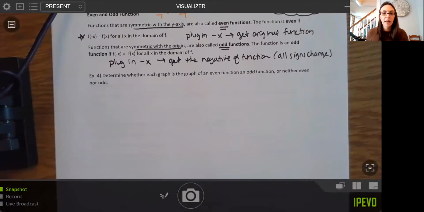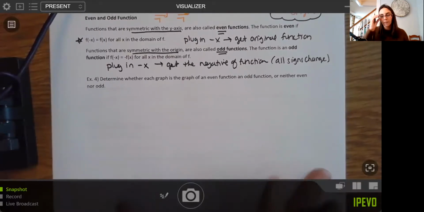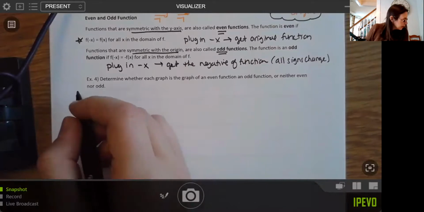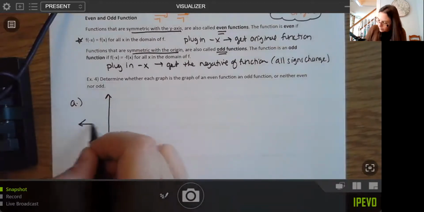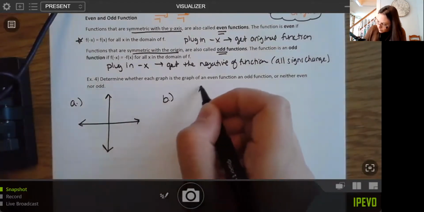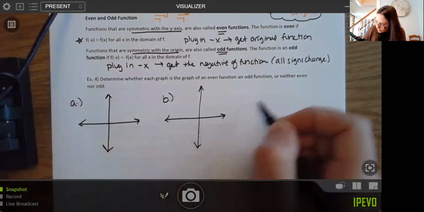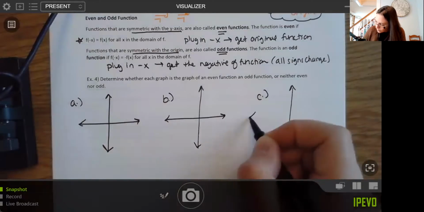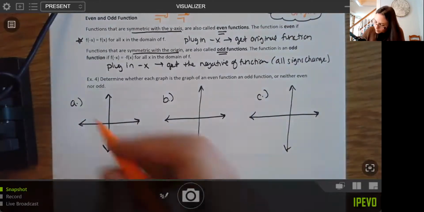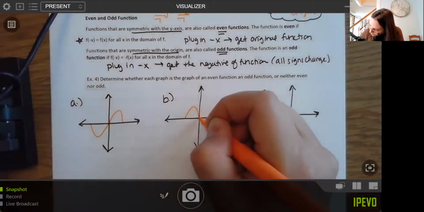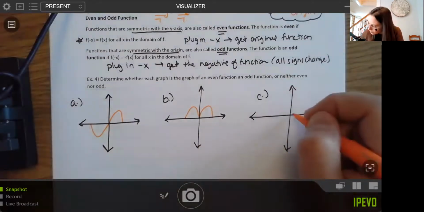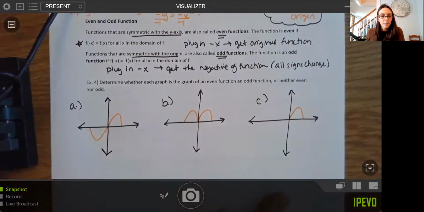All right, so these ones I'm just going to draw in. So let's try it with the graph first, and then we'll look at some more examples here. All right, so let's see, example A. All right, so we want to determine if the graph is an even function, an odd function, or neither.